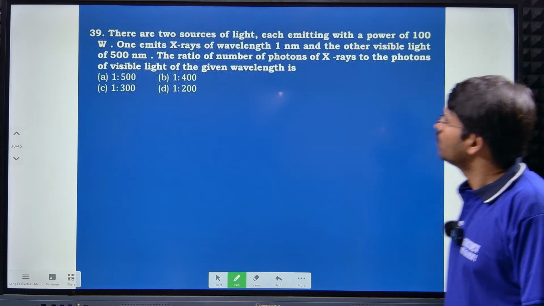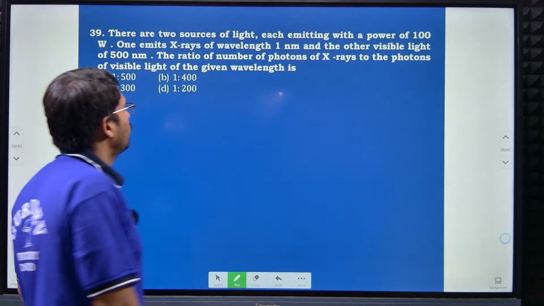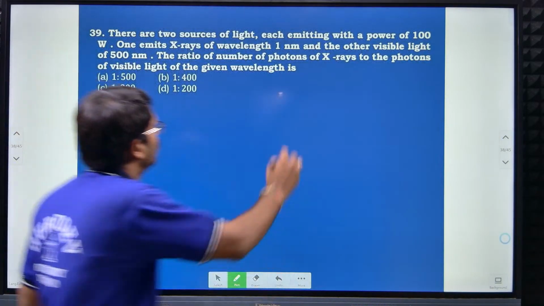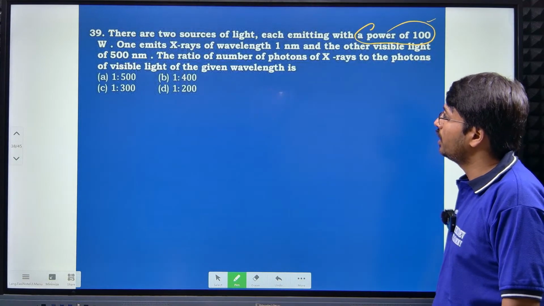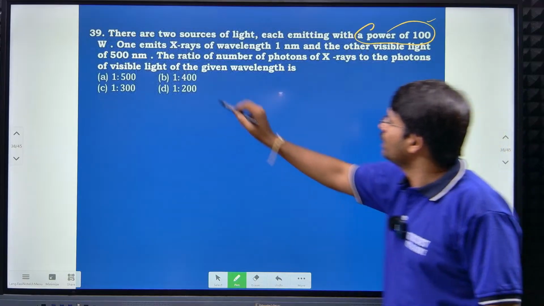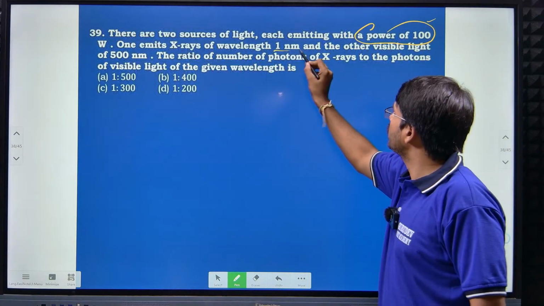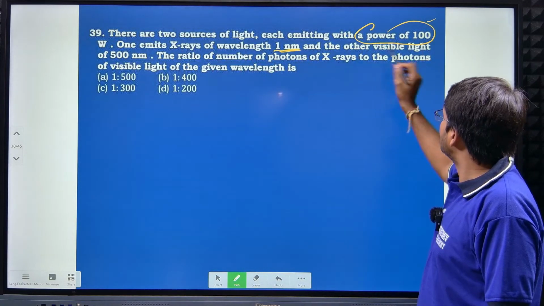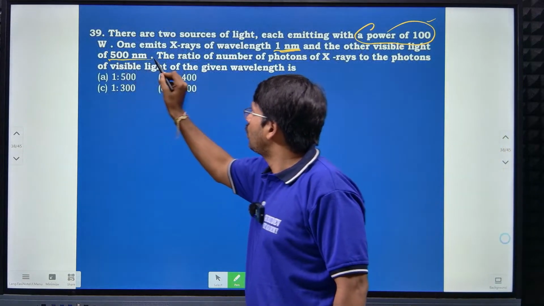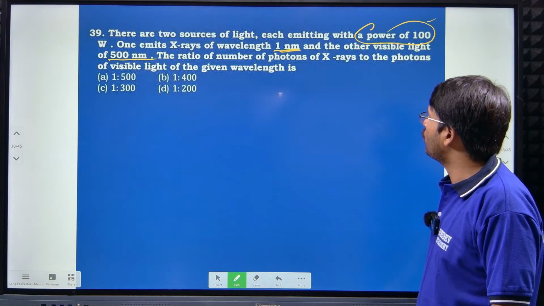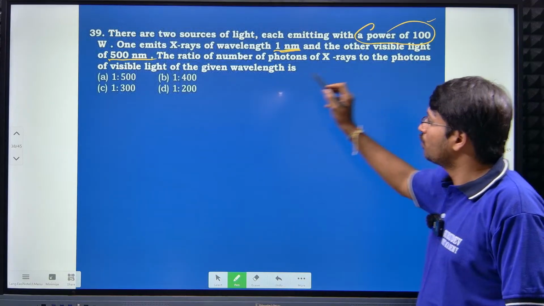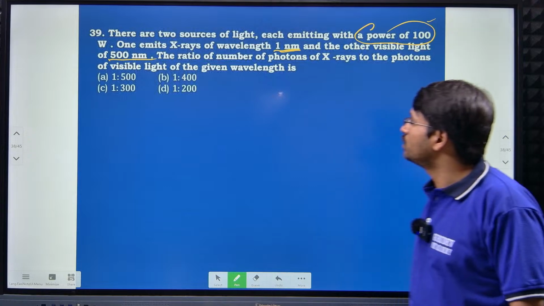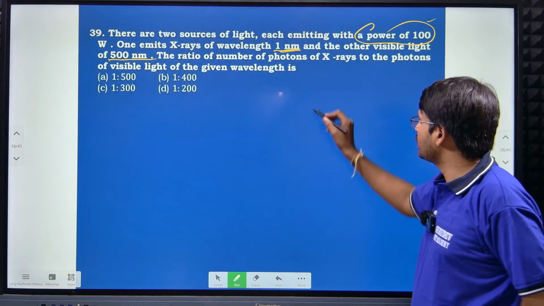Okay, so next, there are 2 sources of light, each emitting with a power of 100. So for both the sources we have 100 watt power. Power is the same. One emits X-rays of wavelength 1 nanometer, the other visible light of 500 nanometer. The ratio of the number of photons of X-rays to the number of photons of visible light will be of this particular ratio. So what is the equation for that?